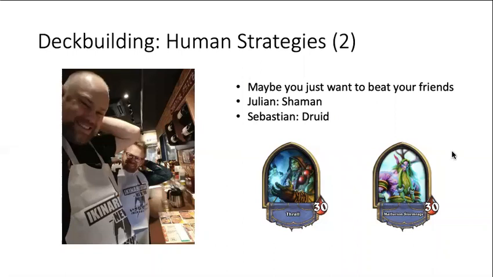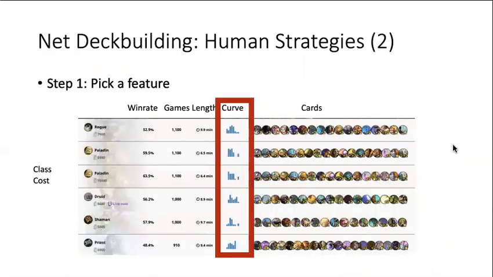So this is a different strategy for humans to build decks, perhaps less popular, but there are a lot of modifications and ways that people do this. So one is that you can look at the decks, the top decks on HS Replay. This is more of like a net decking approach. But you see up here, you have win rate, games, length.